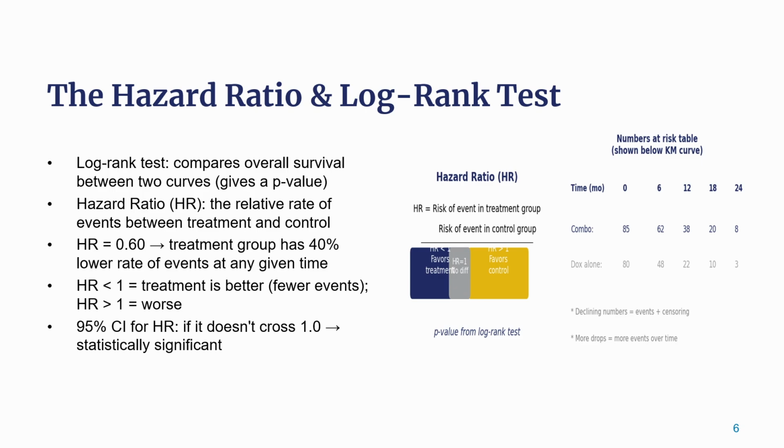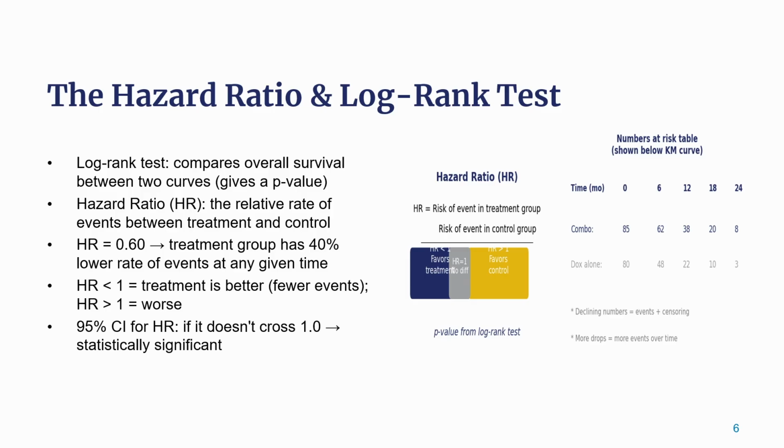Think of it like this. If the HR is 0.6, it means at any given moment in the study, animals in the treatment group are experiencing events at 60% of the rate of the control group. That's a 40% reduction in the rate of dying or relapsing.